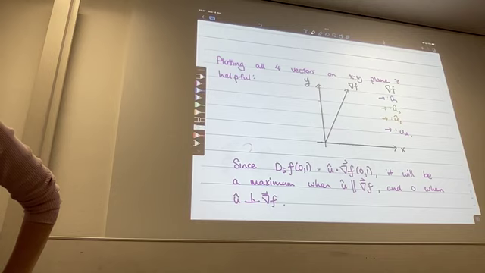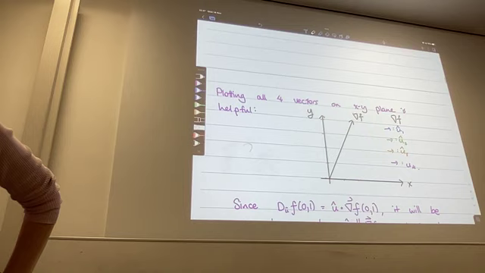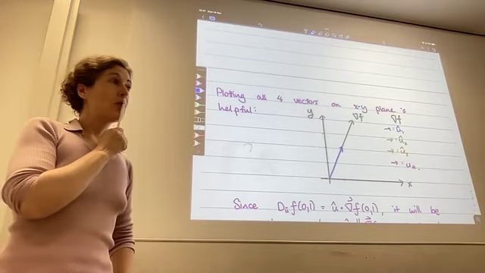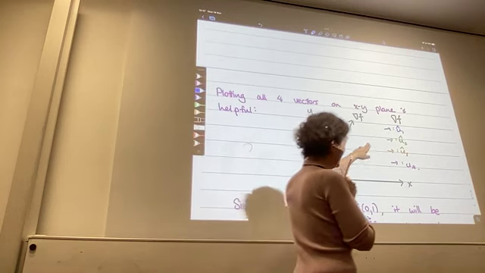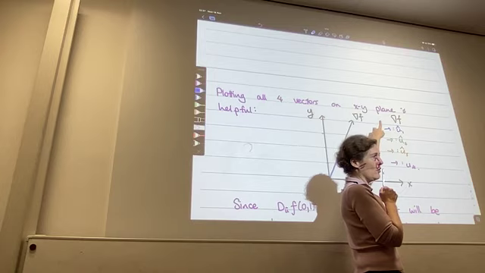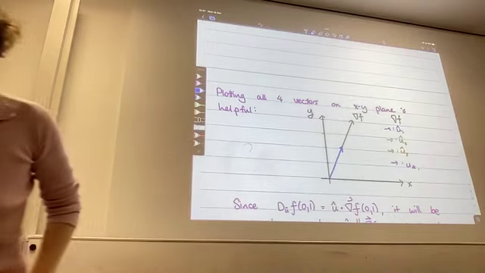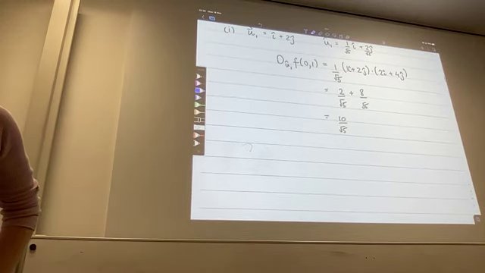So if I go 1, 2, it'll be here. This tells me that if I go in that particular direction, which happens to be the same direction as my gradient, I will increase by 10 over root 5. So let's actually do one more, and you'll see the difference here.